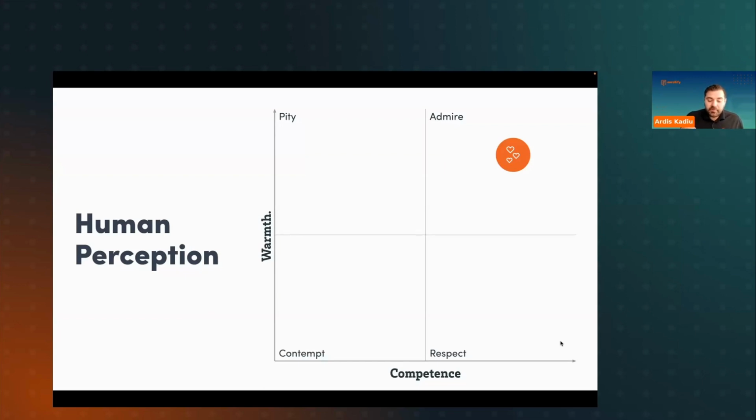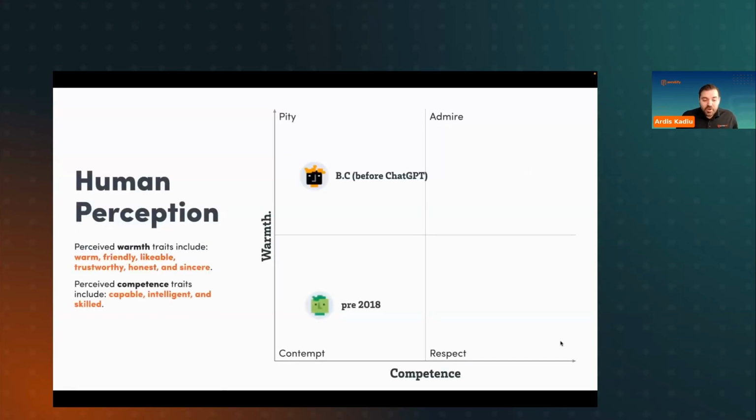However, if there's no warmth and the competence is very low, there's this contempt that we build from technology. And that was that first bot. It didn't understand what we were asking. It didn't know what to do. So it's not very good. And then when we talk about that second bot, it tried to be a little bit more warm and personal, but we just didn't know what to do. So we feel pity for them. We want to be in that admire stage, right? We want to be in that stage where it's likable, it's honest and sincere.